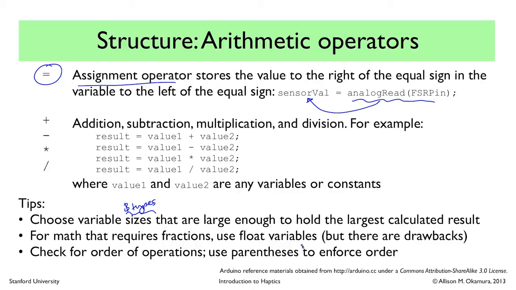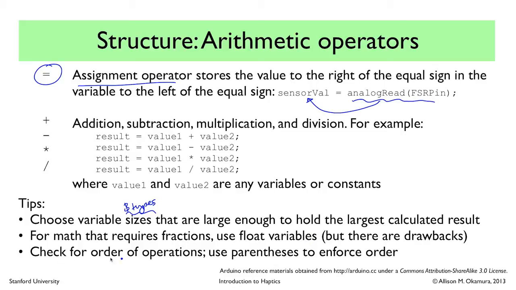Now, there are some drawbacks to using float variables, and we'll talk about these types a little bit more later, but namely that floating point calculations take a little bit more time. They also take more memory space on the HapKit board. For the size of programs that we'll be writing in this class, this is not a big deal, but if you write more complex programs, you could have a problem if you're using a lot of complicated calculations and floats where you don't need to be.